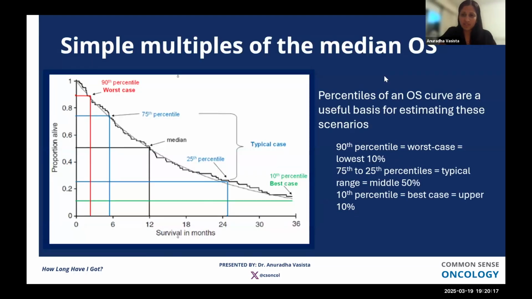Using the percentiles of an overall survival curve, you can see that the 90th percentile, which is in red here, looks at the 5 to 10% of patients who die the quickest, so the worst case scenario. And the 10th percentile, which are the longest living patients within this population, is the best case scenario. And then the typical scenario is defined by the 75th to the 25th centile, using the median as our main center point.